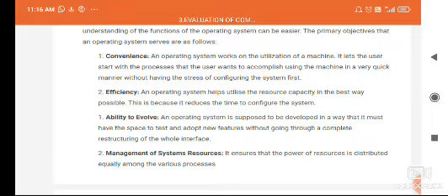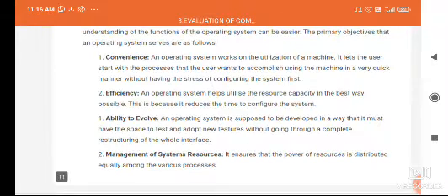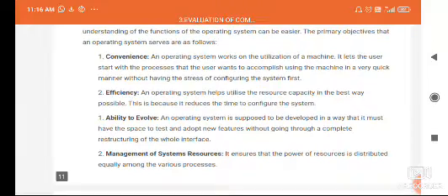Ability to evolve. An operating system is supposed to be developed in a way that it must have space to test and adopt new features without going through a complete restructuring of the whole interface. The next one is management of system resources. It ensures that the power of resources is distributed equally among the various processes.